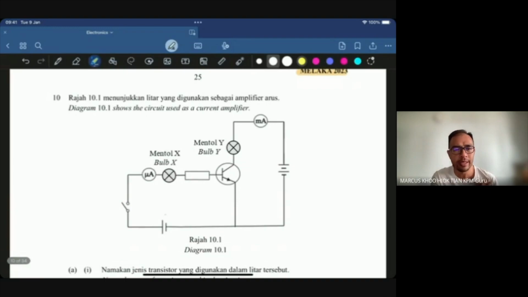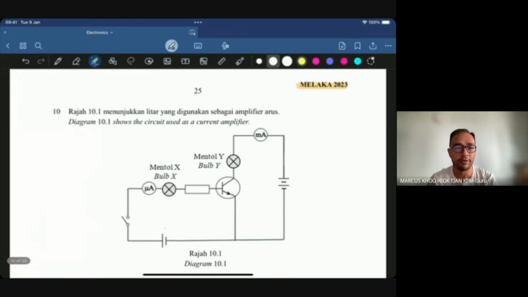In any case, I will give a soft copy of this, but I don't actually recommend you looking at the soft copy. The soft copy is actually worse than having this.